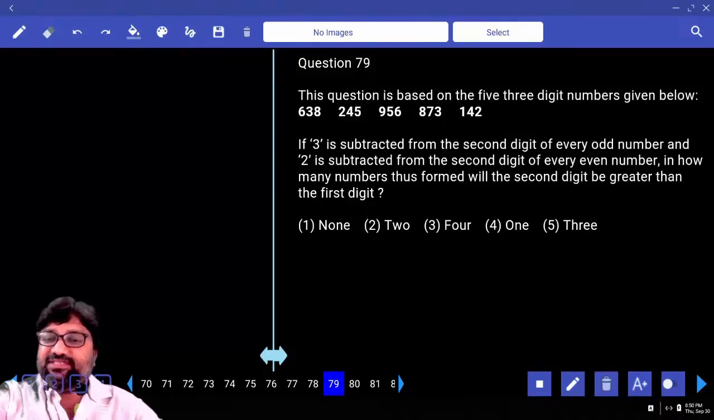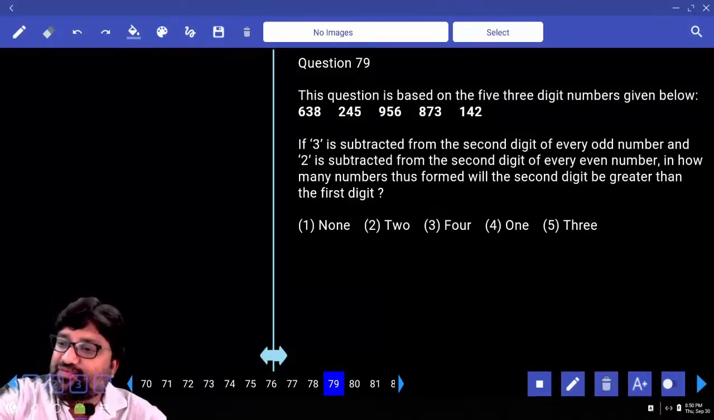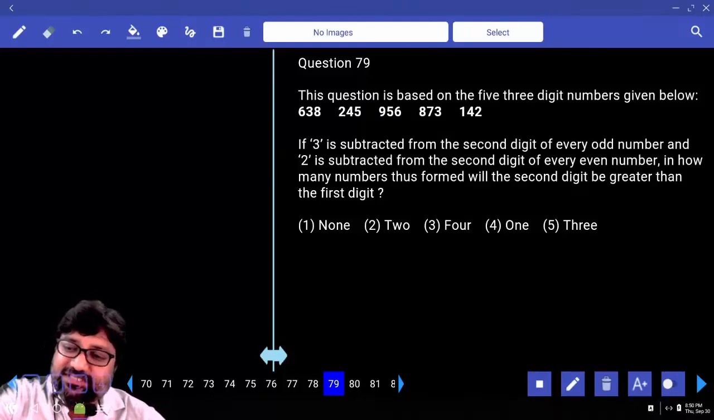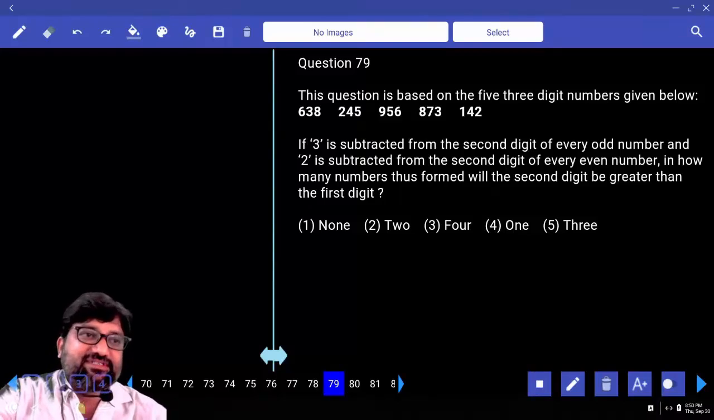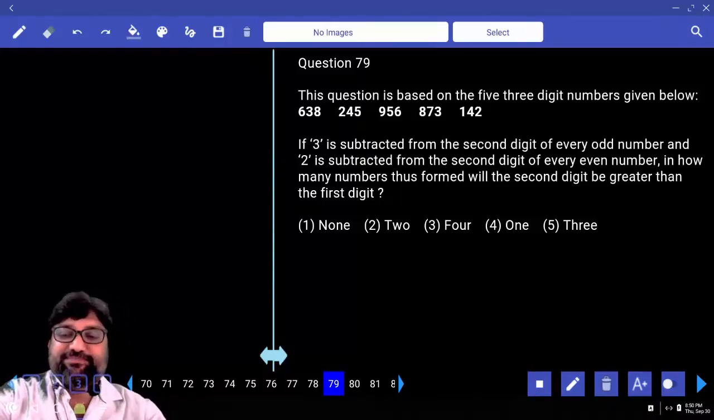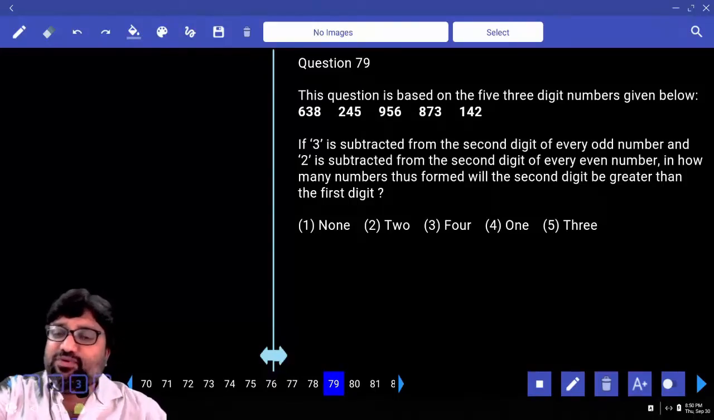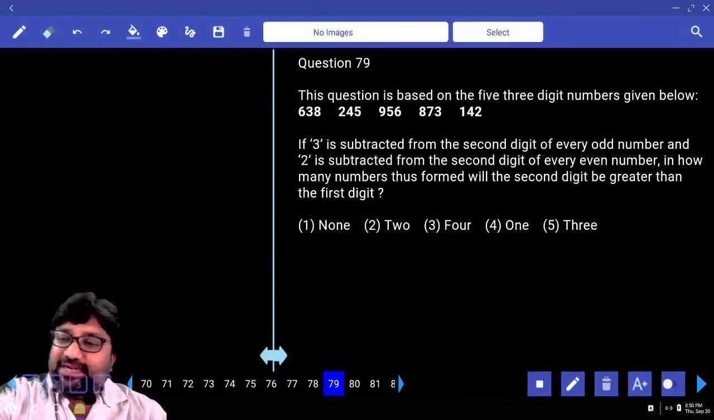If 3 is subtracted from the second digit of every odd number and 2 is subtracted from the second digit of every even number, in how many numbers thus formed will the second digit be greater than the first digit? So what is your first rule here? Subtract 3 from the second digit of every odd number.